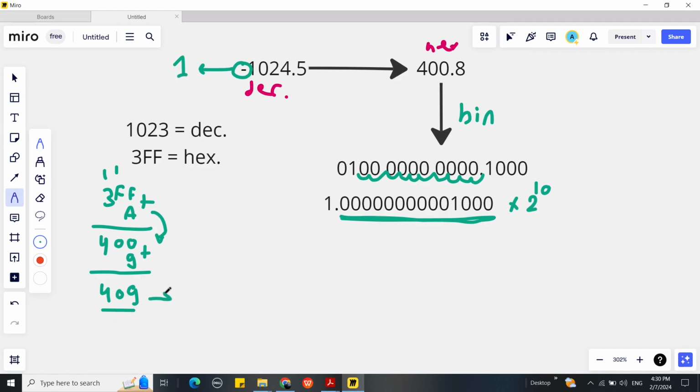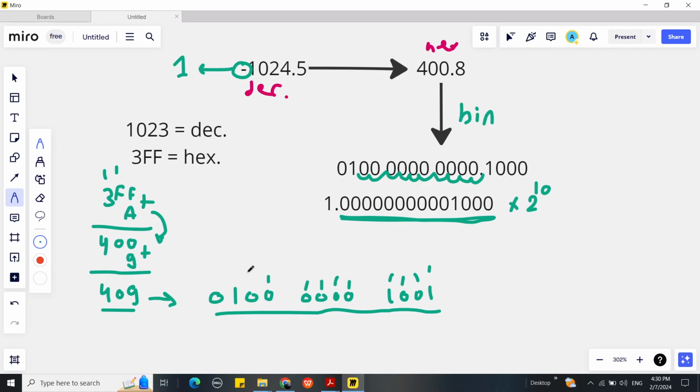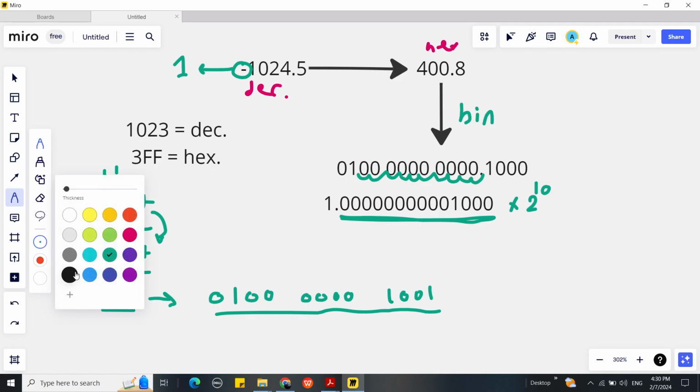And now we're going to change this 409 to binary: 0100 0000 1001. 9 is 1001: 1, 2, 4, 8, 8 plus 1 is 9. And remember, we said our exponent is 11 bits, right? This is 1, 2, 3, 4, 5, 6, 7, 8, 9, 10, 11, 12. So we have 12 bits, but our exponent says it is 11 bits. So what should we do? Remember, this is a crucial step, and you must always do it.